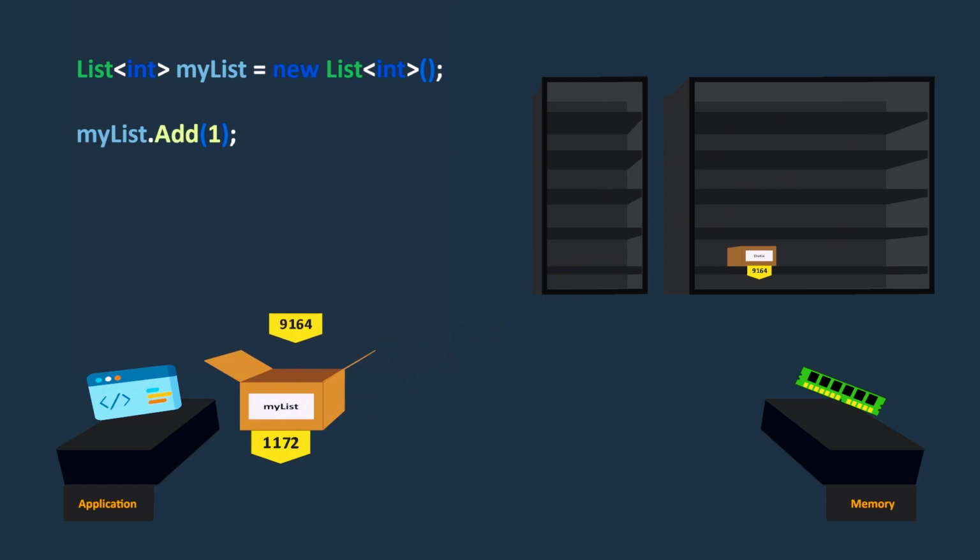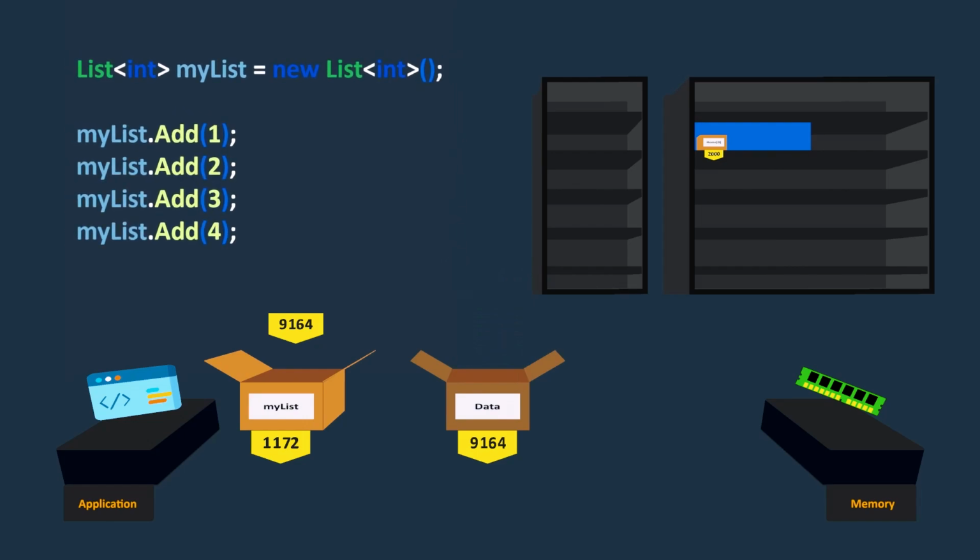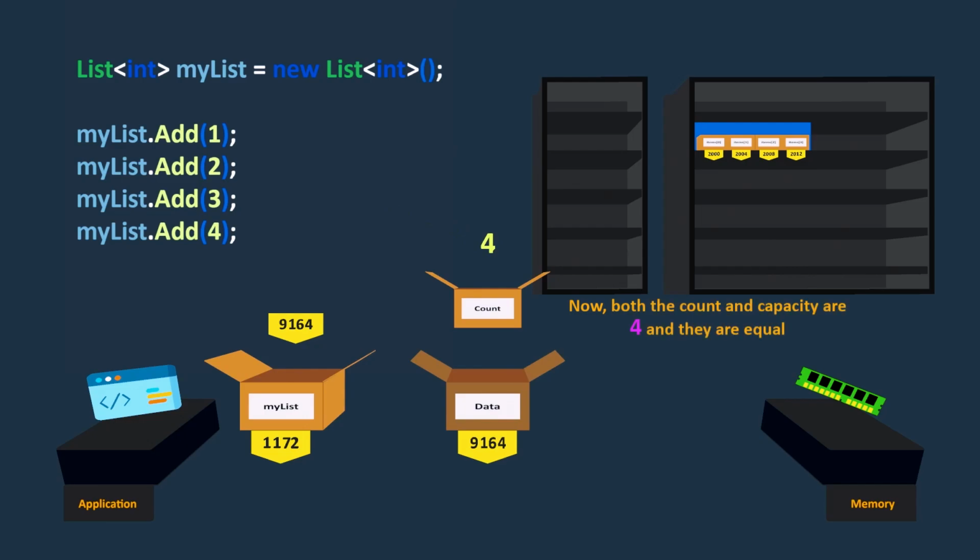Next, when we add the first element to the list, the capacity increases to 4. The element is stored in the index 0 of the items array. And the count value becomes 1. As we add the second, third, and fourth elements to the list, the count value increases by 1 each time, while the capacity remains unchanged.